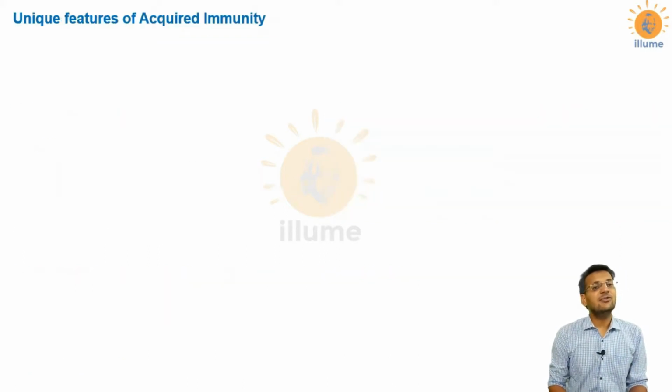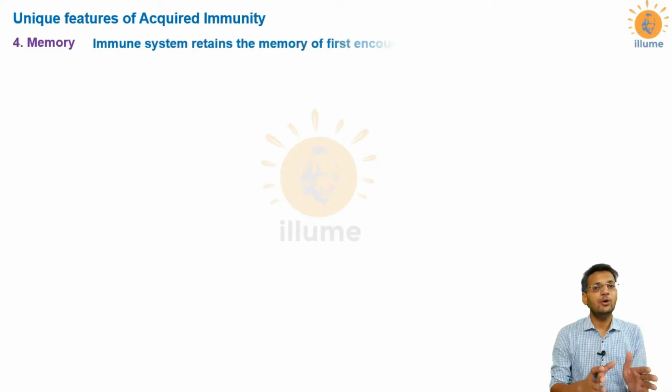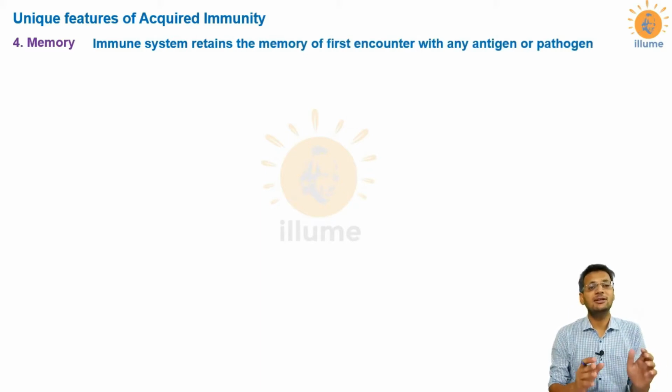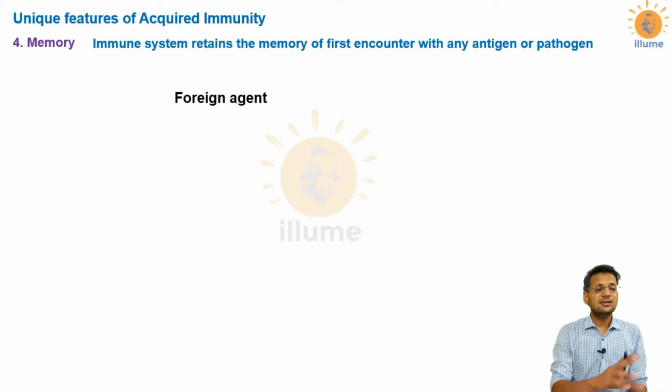The next and the most important property of acquired immunity is memory. That means your immune system retains the memory of the first encounter with any pathogen or antigen, and will always remember that antigen or pathogen. And if that same antigen or pathogen enters your body the next time, your immune system will produce a very heightened response against that antigen. I'll discuss it in detail.